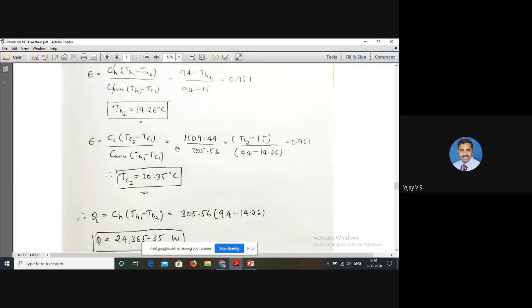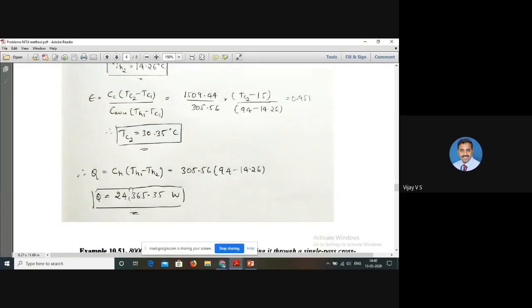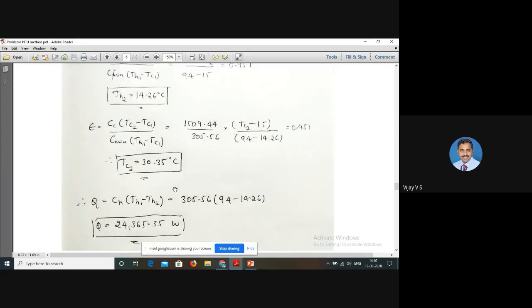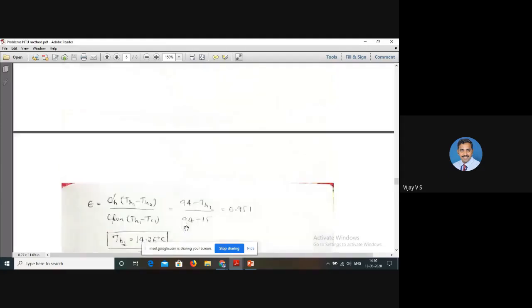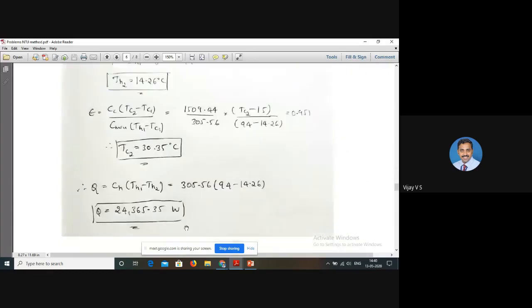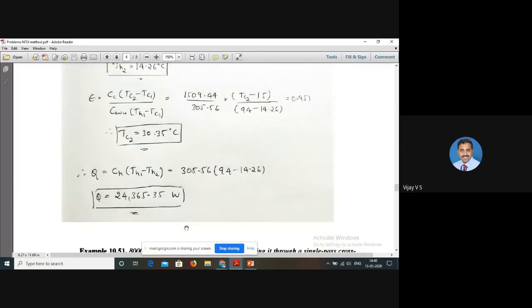So once I know both the temperatures, I can find out what is the heat transfer rate, Q. Q is 24.365.35. So this is the final answer: TH2, TC2 and heat transfer rate. This is for a counter flow, how we can use the NTU method. So clear, counter flow? If any doubt, I can stop. I can repeat if you want.